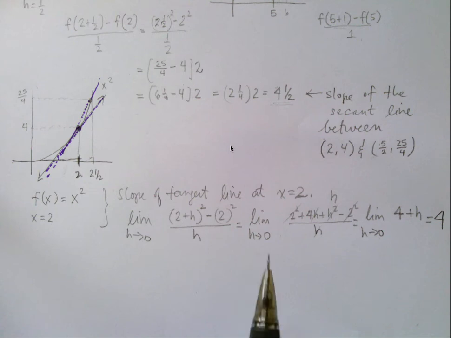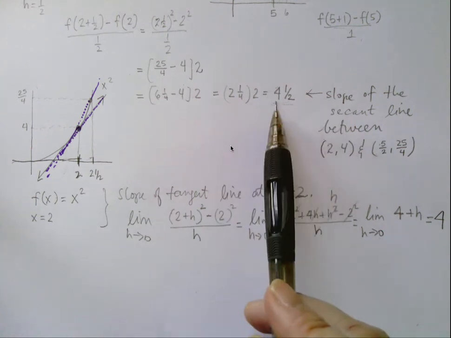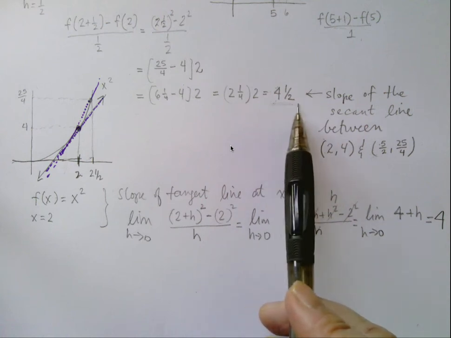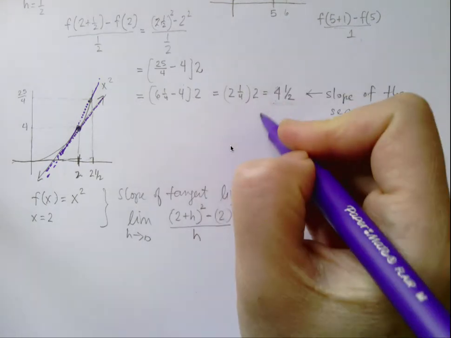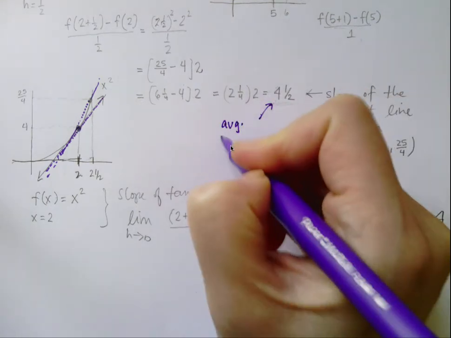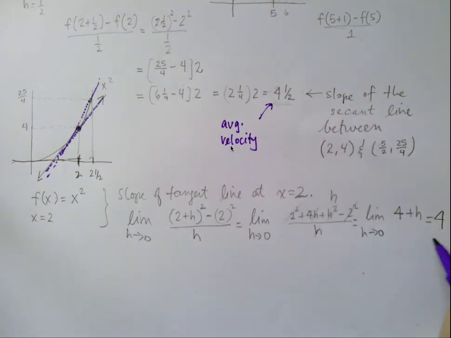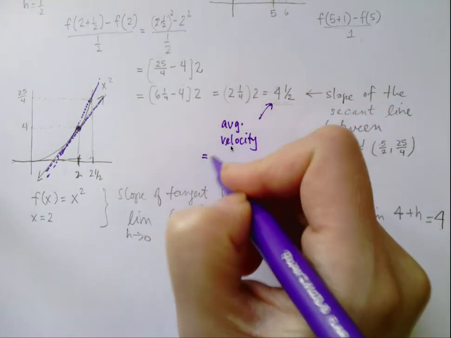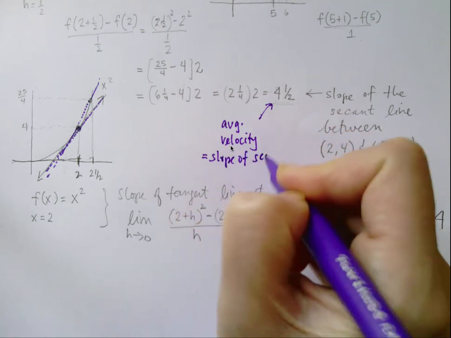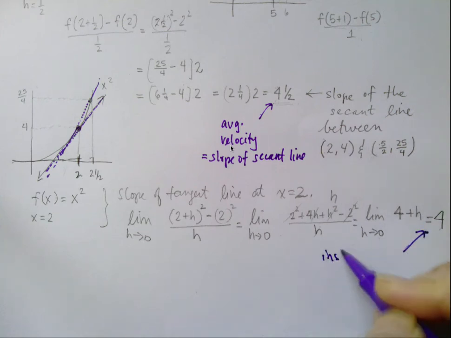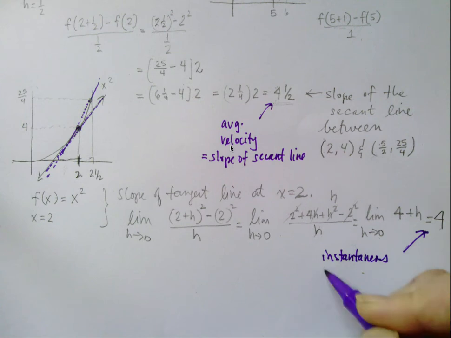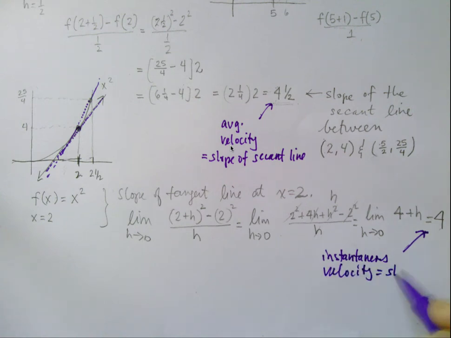So notice how similar the values are. For the secant line, in other words, the average velocity, I got 4.5, and for the instantaneous velocity, I got 4. Let me write that down. Average velocity is slope of secant line. Instantaneous velocity is slope of tangent line.